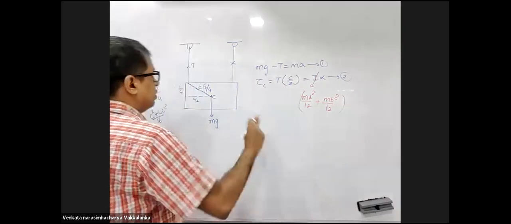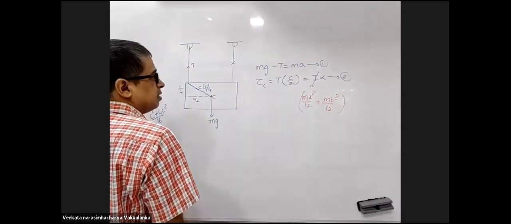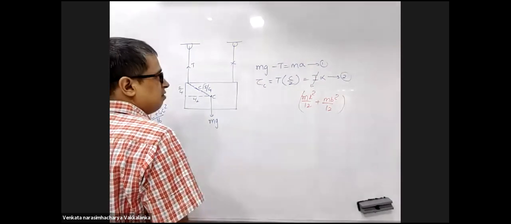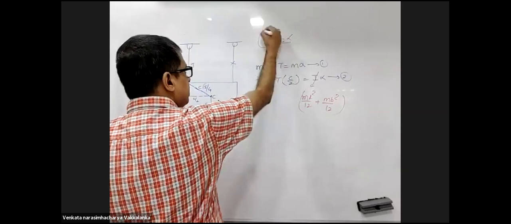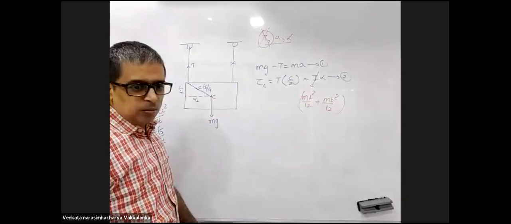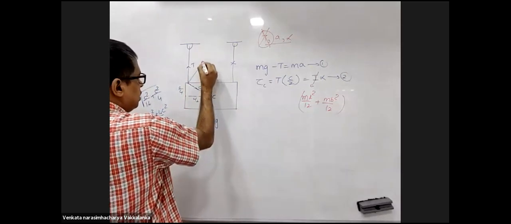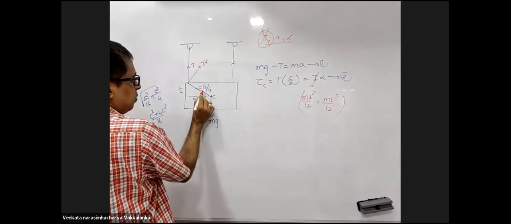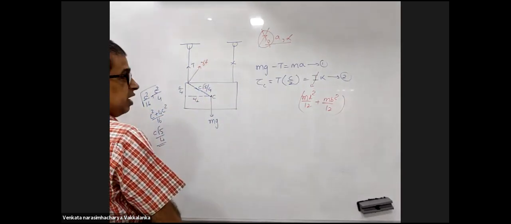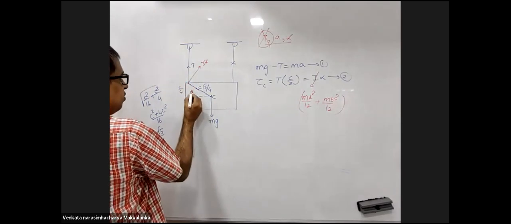Now constraint relation. He wants A and alpha. That means you'll have to eliminate T. You have three variables, T, A, alpha. Eliminate T, your job is done. The two bits asked are A and alpha. How do I get the constraint relation? This will be R alpha. R is how much? C root 5 by 4. R alpha in the vertical direction.